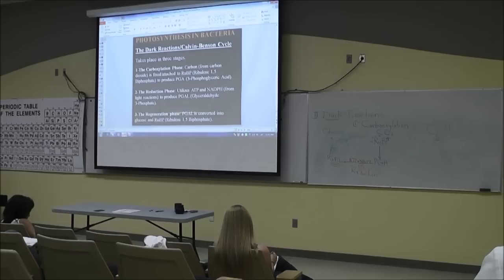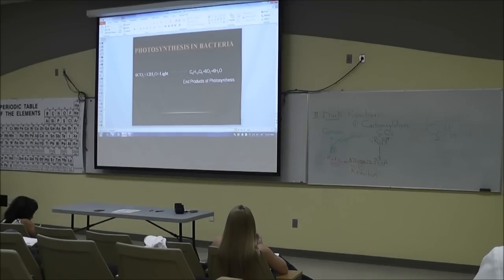I like this better, much better than all this. And finally, this is the summary right here: CO2, H2O, light into one molecule of glucose. End of chapter number 5.